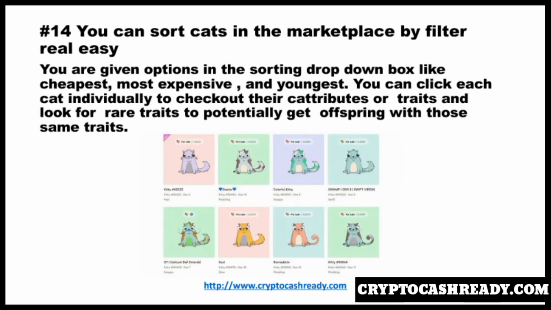Number 14. You can sort cats in the marketplace by filter really easily. You're given options in the sort drop down box like cheapest, most expensive, and youngest. You can click each cat individually to check out their cattributes or traits and look for rare traits to potentially get offspring with those same traits.